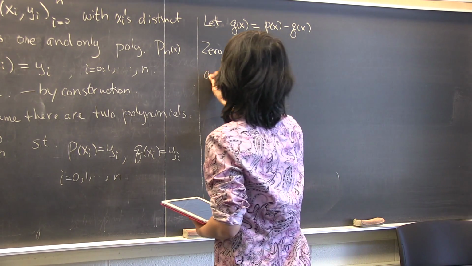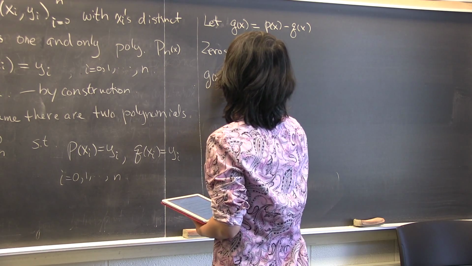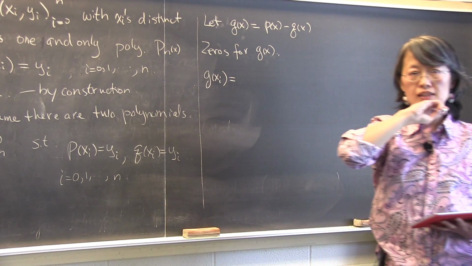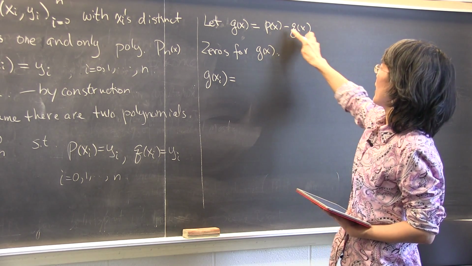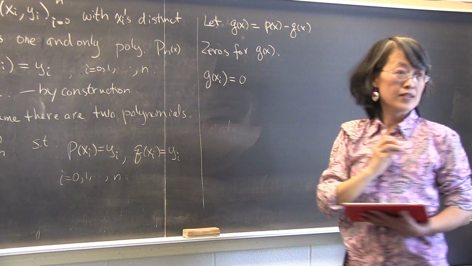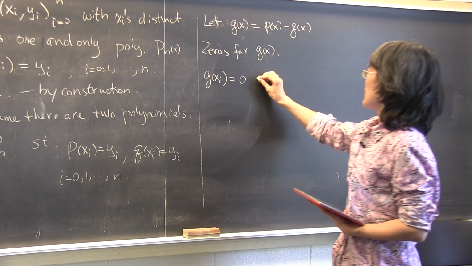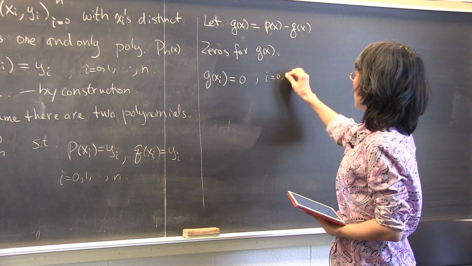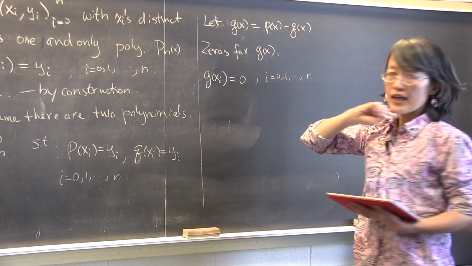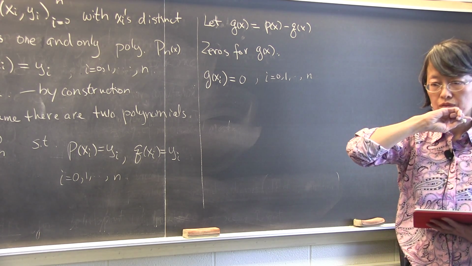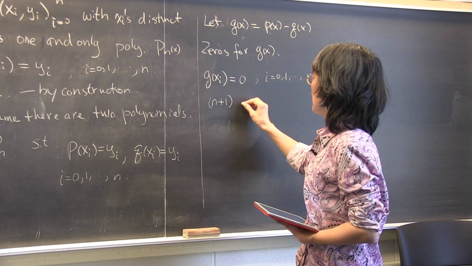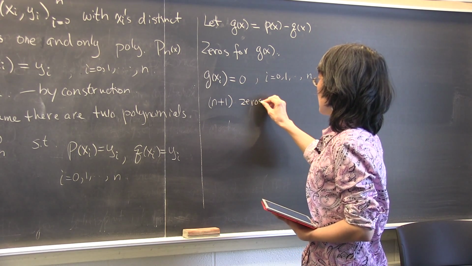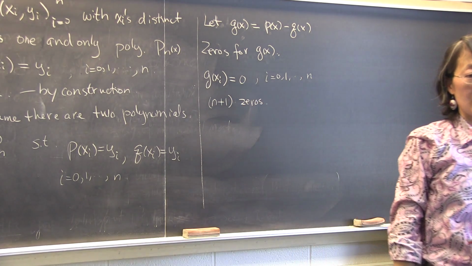Let's check. G of xi, for any of these i, what do I get? 0. Is it obvious? Because this is yi and this is yi. This is 0, right? So this holds for i from 0, 1, all the way to n. So how many zeros do I have now? n plus 1 zeros, isn't it?